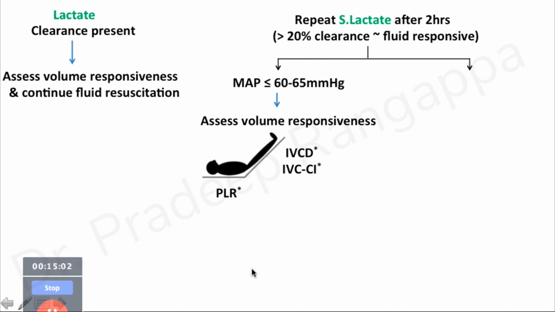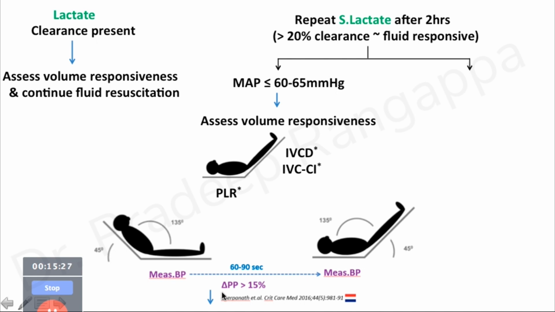And the way we do in our unit is we do the IVC collapsibility index, which is maximum IVC diameter minus minimum IVC diameter divided by maximum. If it is more than 40% in a spontaneously breathing patient, then you know the patient is fluid responsive. So I will talk about it, I think the formulas and the values are given at the end of the algorithm, so you can go through the algorithm.